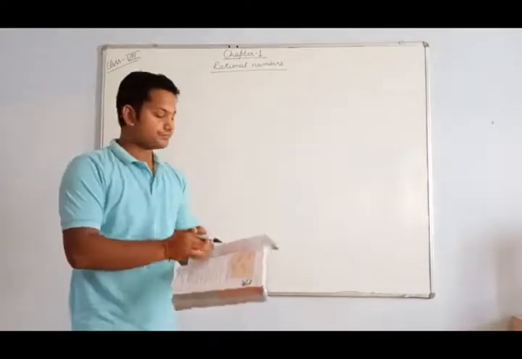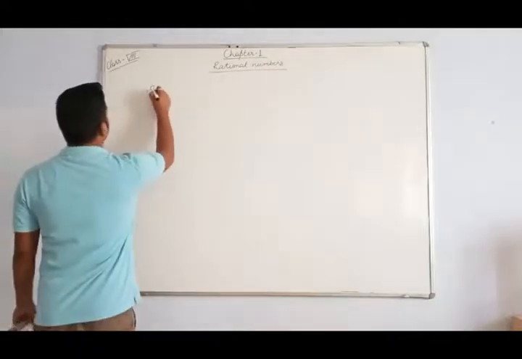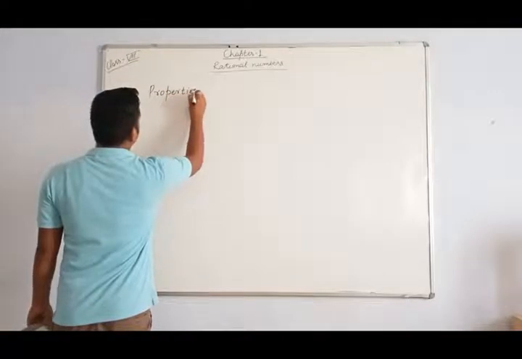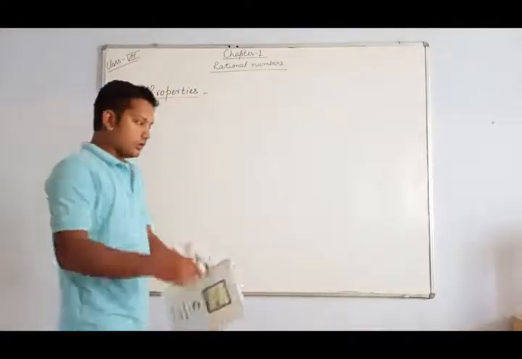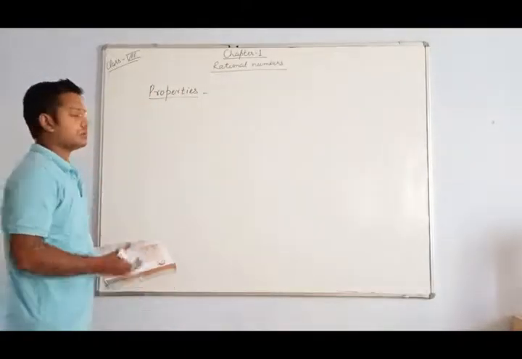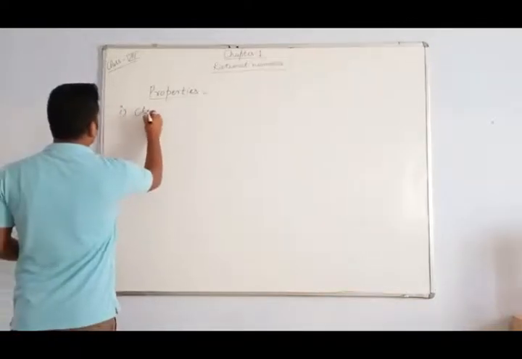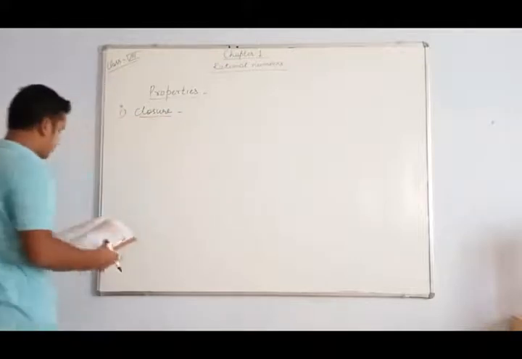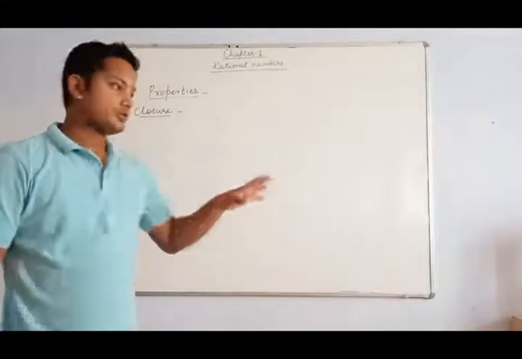Moving further, now we have some properties related to numbers. Okay, so there are some basic properties which we will be discussing about the numbers. The first one is the closure property. Okay, students. So what is the closure property?